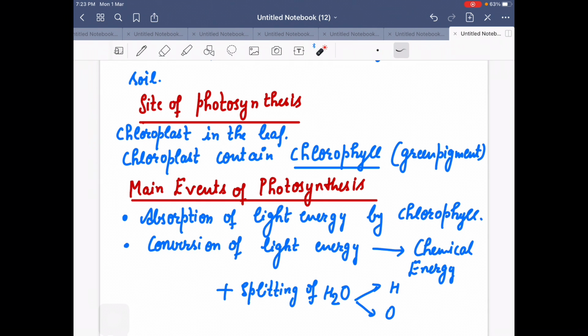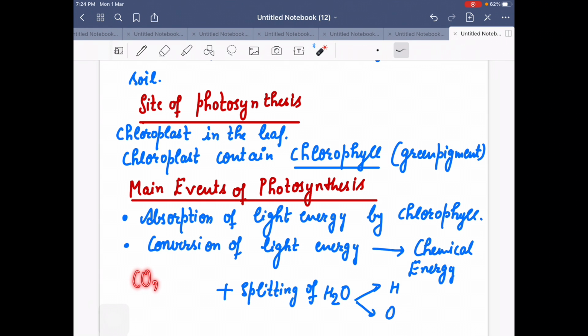Then after absorption there is conversion of light energy into chemical energy, and the moment this conversion happens, there is splitting of water, into hydrogen and oxygen. Students, this second point is very, very important. First, absorption of light energy by pigment. Then, having absorbed it, now conversion of this light energy into chemical energy. And when you are converting it, then there is the splitting of water.